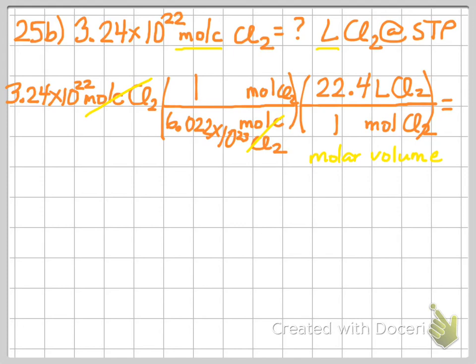So then again, I'm going to put that in my calculator, and you should get 1.21 liters of chlorine gas. Remember, to use the molar volume tool, it has to be STP, which is why the problem said it was STP.